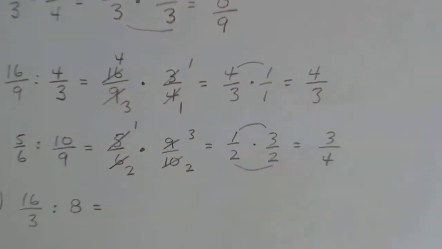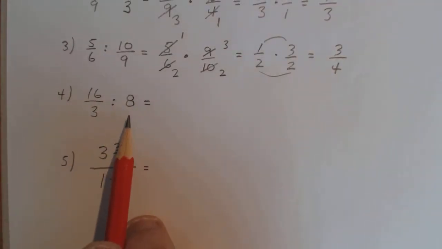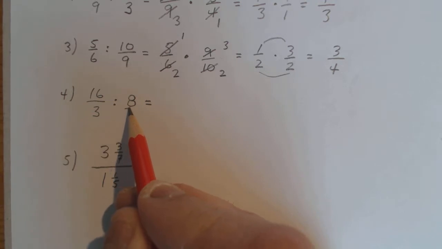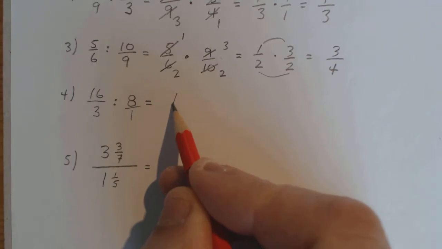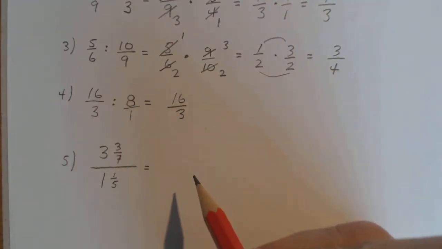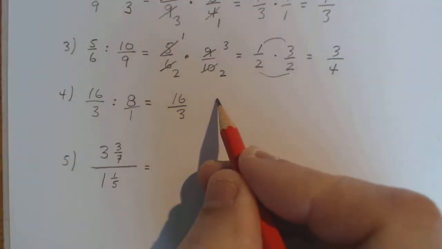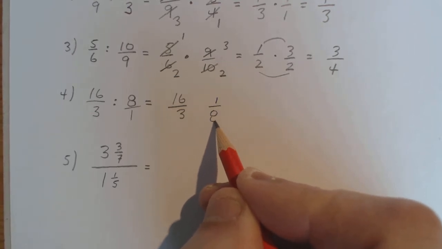Okay, let's now have a look at number 4. Now, it's 16 over 3 divided by 8. Now, as you know, 8 can be rewritten as 8 over 1. So what we now do, we take 16 over 3, leave it as it is, and we turn 8 over 1 upside down. We take the reciprocal, so 8 over 1 becomes 1 over 8.